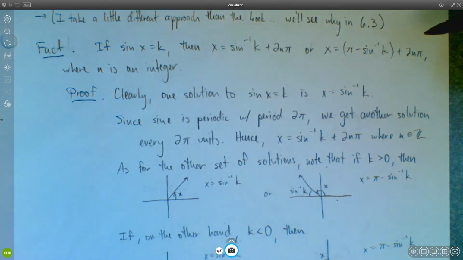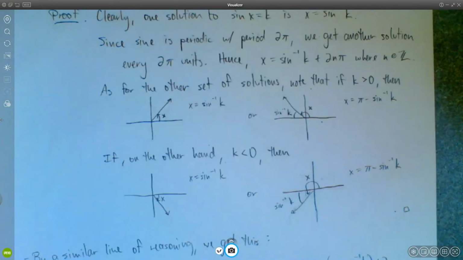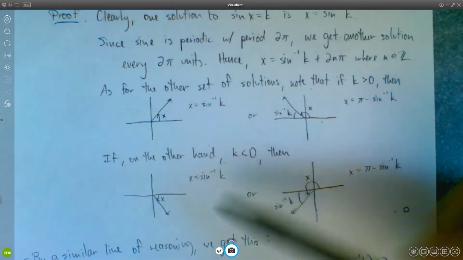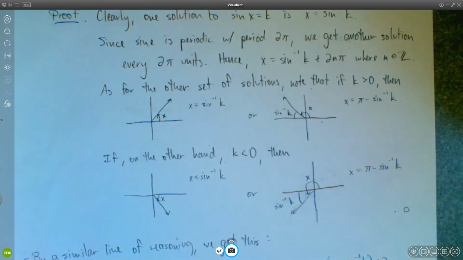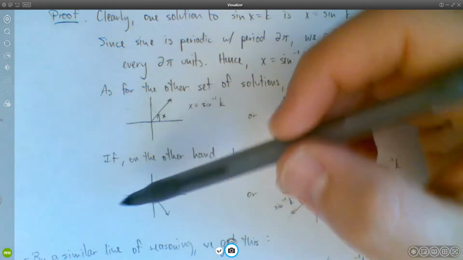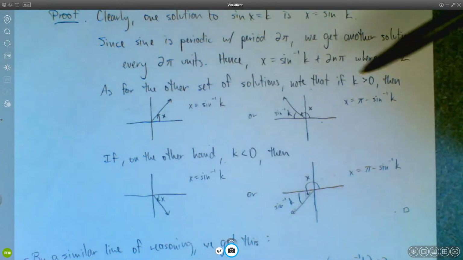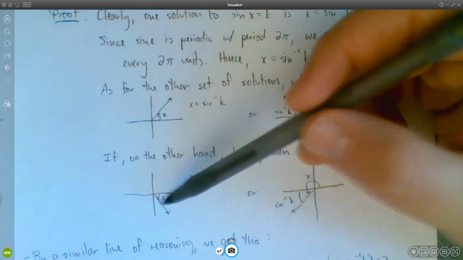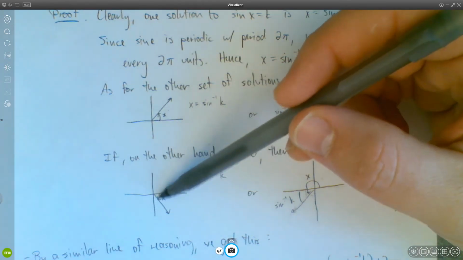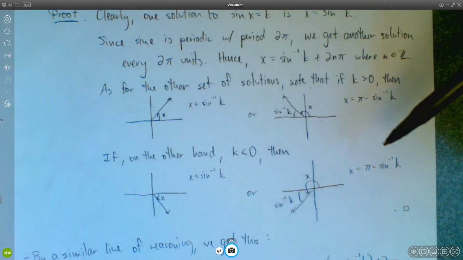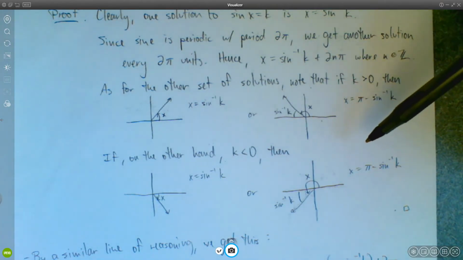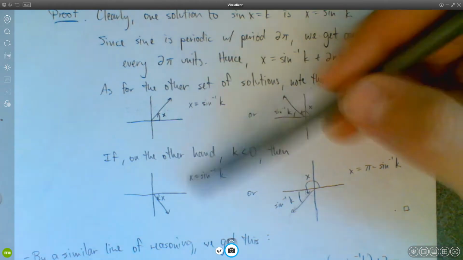Now, what if k is negative? Well, if k is negative, then that means sine x is a negative value. That would put you in quadrant 3 or quadrant 4. Now, if you're in quadrant 4, then x is going to be this negative angle right here, which is just sine inverse of k. So that's where you're going to get one set of solutions.